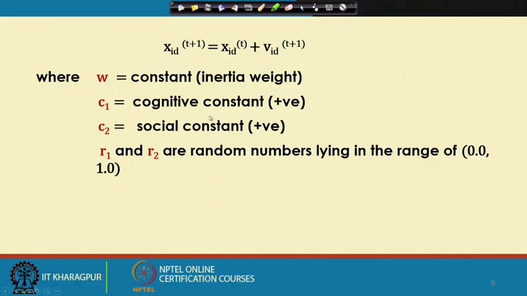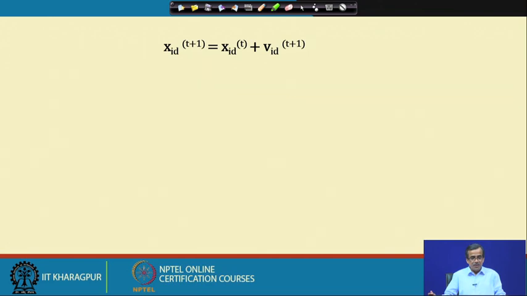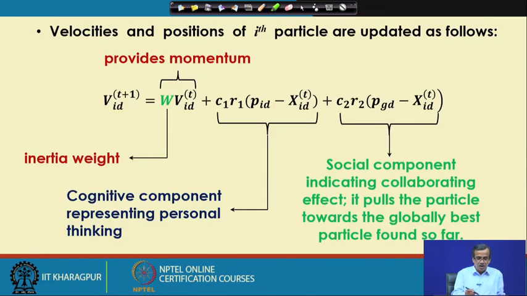Now, here all such things whatever I discussed, I have mentioned here: W is a constant, the inertia weight; the cognitive constant is C1, the social constant is C2; R1, R2 are nothing but random numbers. Now, here I just want to tell that the performance of this particular algorithm is dependent on a number of parameters. For example, we have the parameters like W, then C1, then C2.